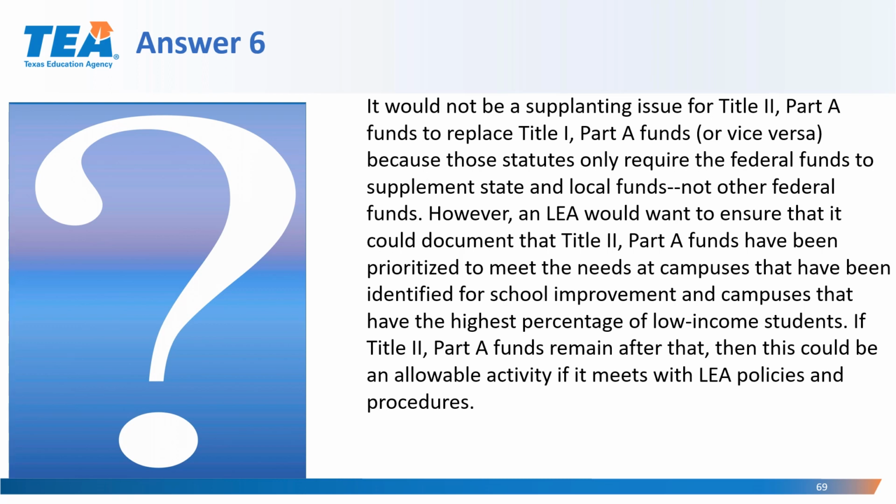For example, the LEA would need to ensure that it could document that Title II Part A funds have been prioritized to meet the needs at the campuses that have been identified for school improvement and campuses that have the highest percentage of low-income students. If Title II Part A funds remain after that, then this could be an allowable activity if it meets with LEA policies and procedures.